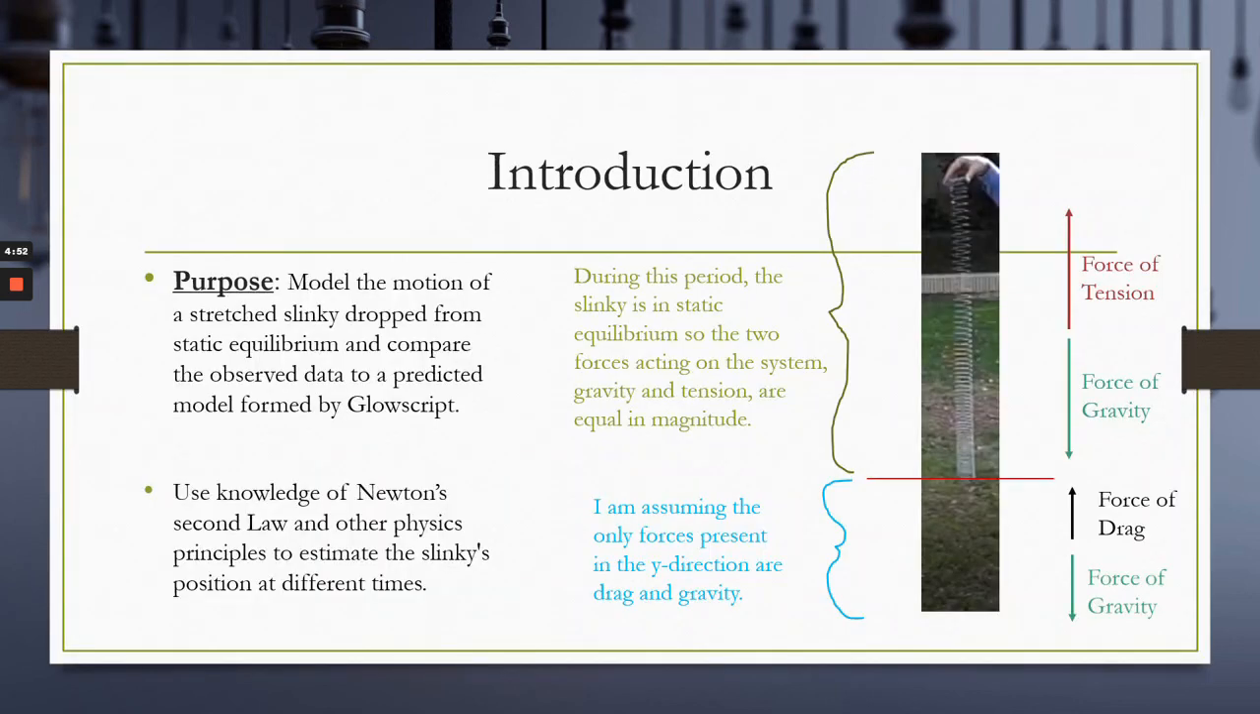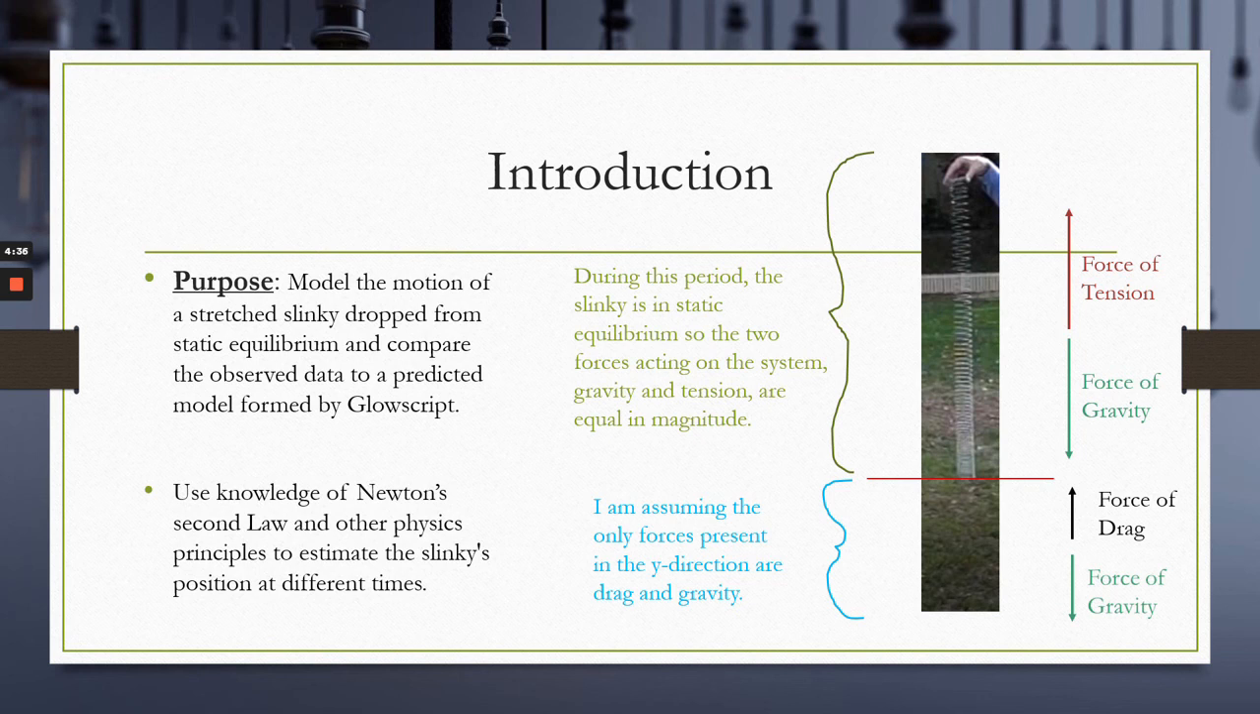The purpose of this experiment is to observe the motion of a stretched slinky dropped from static equilibrium and create predicted and experimental models that allow for data analysis. I will also use fundamental physics principles to model and estimate the slinky's y position over time.